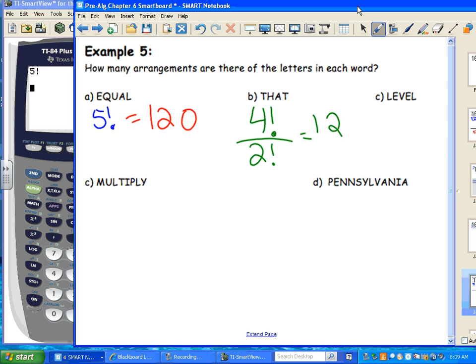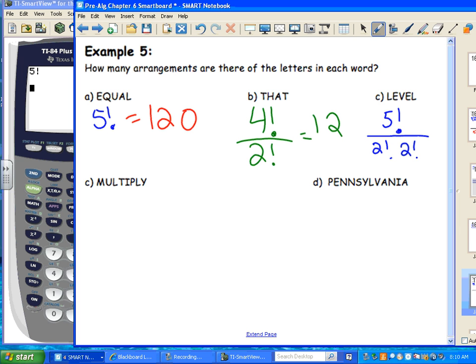Okay, let's go to level because Abigail brought up a good point that I need to mention. So level has 5 letters. So we have 5 factorial, divided by, we now have 2 sets of repeats. So there's 2 E's and there's 2 L's. You represent that as 2 factorial times 2 factorial.